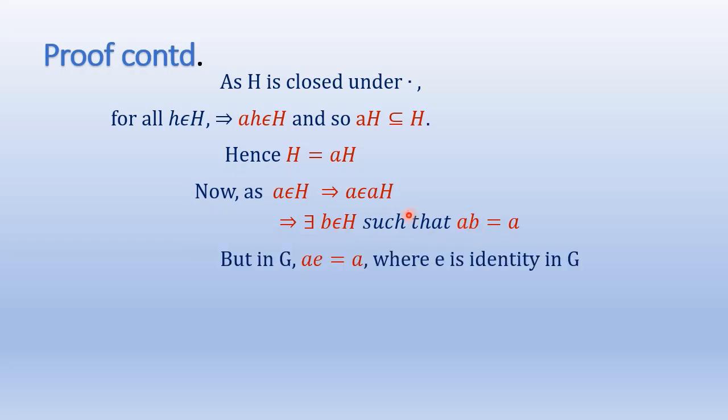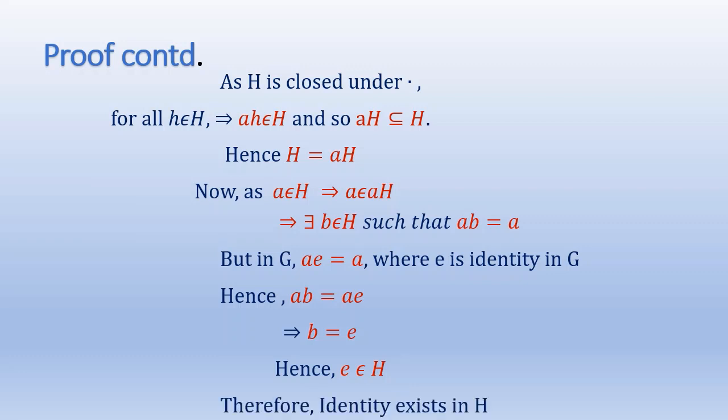But in G, we know that e is the identity element. So, a into e is equal to a. When you are equating these two, you will have ab is equal to ae. So again, by left cancellation law, we will have b is equal to e. We have taken b from H, but we have identified that b is nothing but the identity element e. So e belongs to H. That is, the identity exists in H.